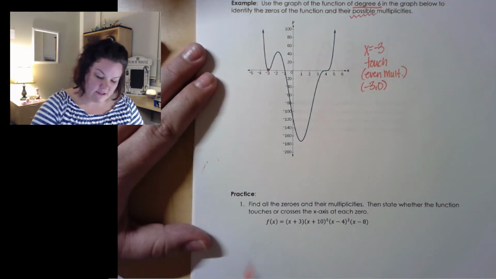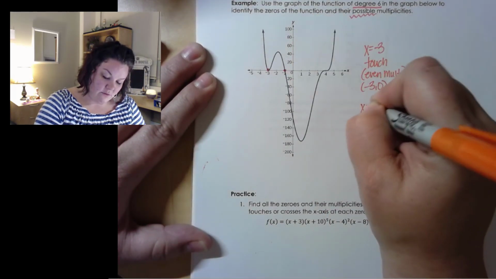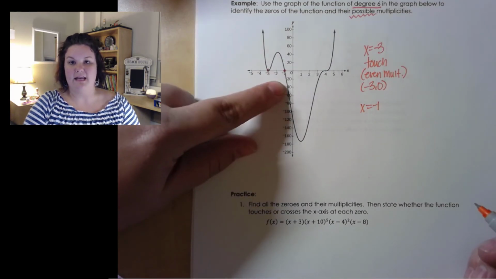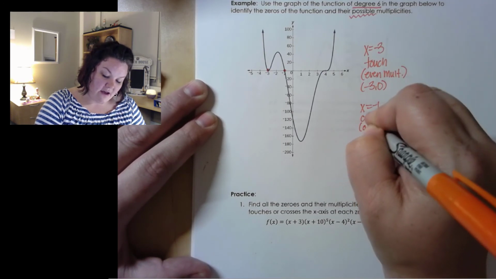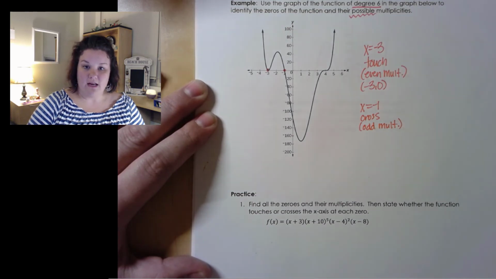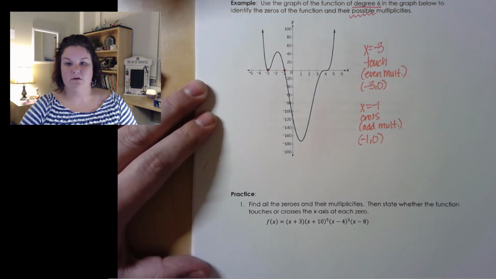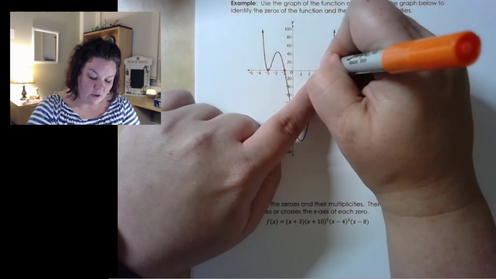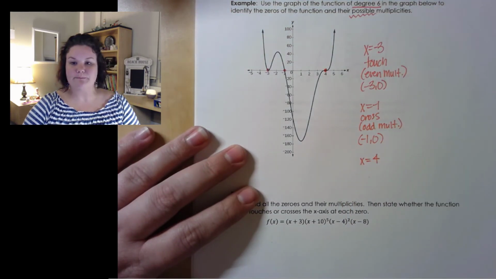Our next x-intercept is here at -1. I'm just going to go ahead and write x equals -1. And notice it crosses the x-axis at -1. So if it crosses, that means that we should have an odd multiplicity, right? And it crosses the graph. I'm going to write it as the x-intercept, (-1, 0). And then our last x-intercept over here is at +4. Okay, so we have x equals +4.